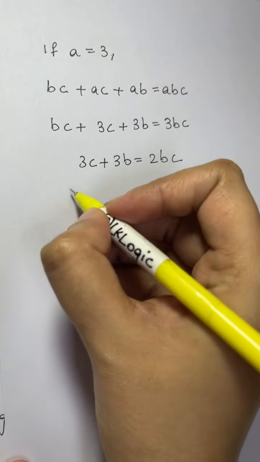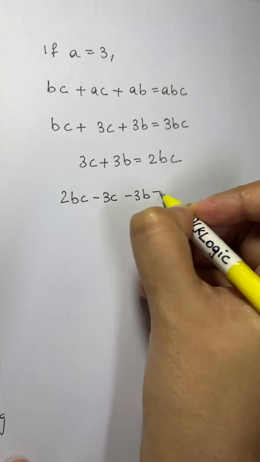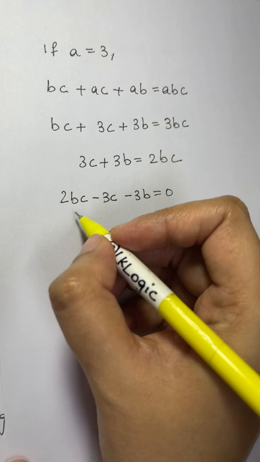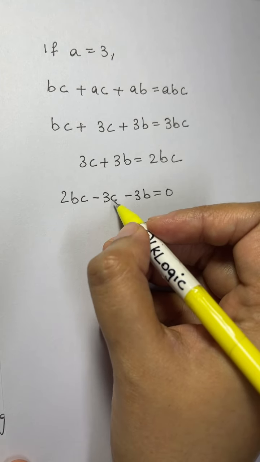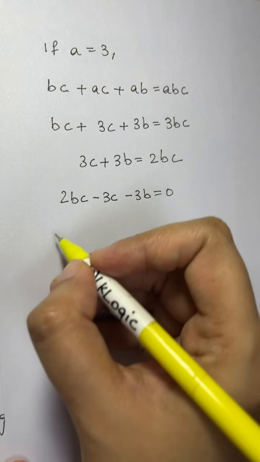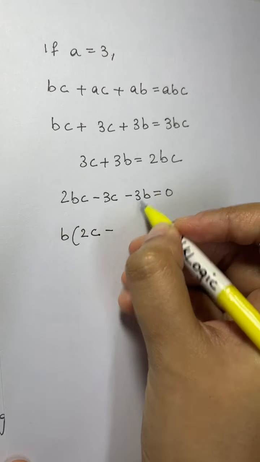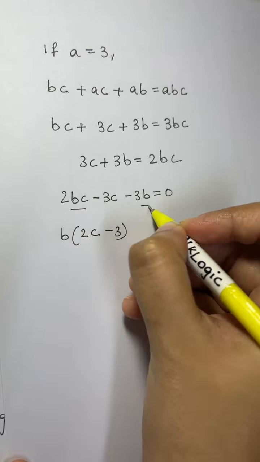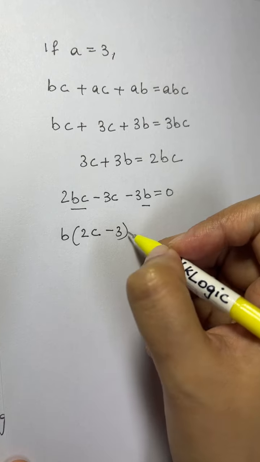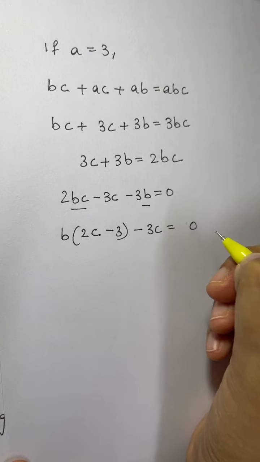Then bring all the terms to this side. 2BC minus 3C minus 3B equals 0. Next, we can take out C common from this, or you can take out B common from this. Okay, let's take out B common. So you're left with 2C minus 3 from this and this. Then you have minus 3C left. So I'm going to write that down. Minus 3C is equal to 0.